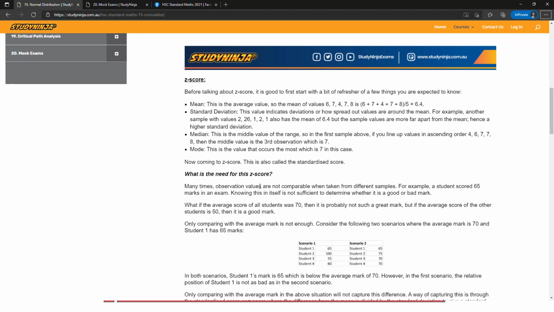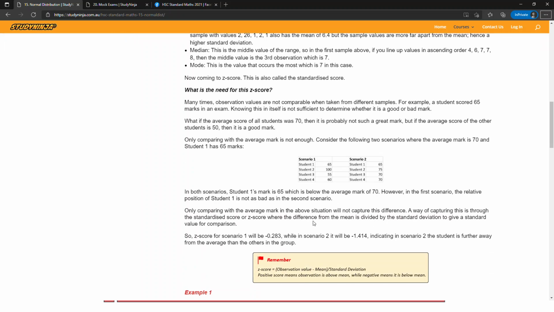What I want to tell you first, before telling how to calculate the Z-score, is why we need the Z-score. Because if you want to know how to calculate it, that's pretty much this formula that you need to know. But let's talk about why we need it. Many times observation values are not comparable when taken from different samples. Let's say there is a student who scored 65 marks in an exam. Just by knowing that someone scored 65, you can't really tell whether that mark is good or bad, because you need to know how well others did in the same course, same exam.